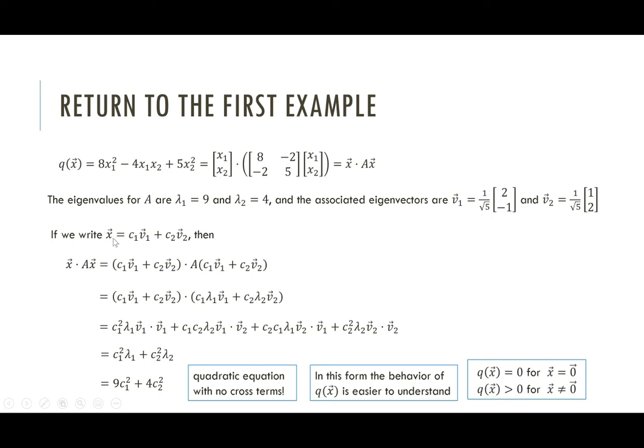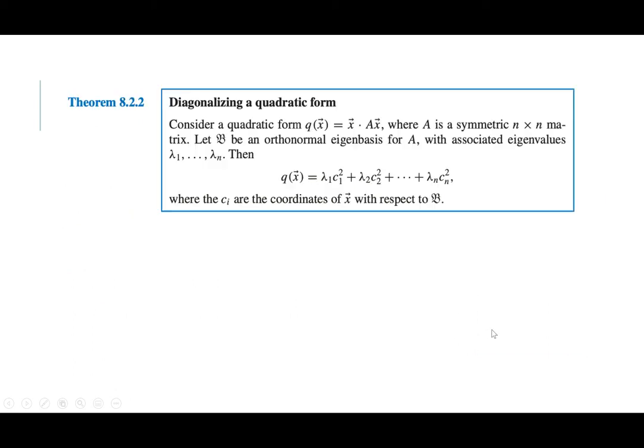Well, if x is non-zero, then at least one of these coefficients, c1 or c2, has to be non-zero. But then if you go down here, if one of these is non-zero, then this whole term has to be non-zero, and since the coordinates are squared, it's going to be positive. So there you go. This motivates the following theorem.